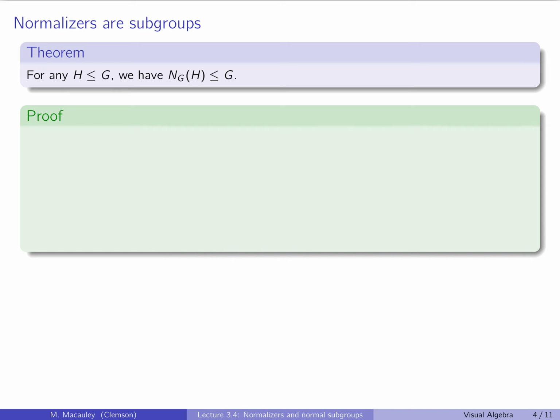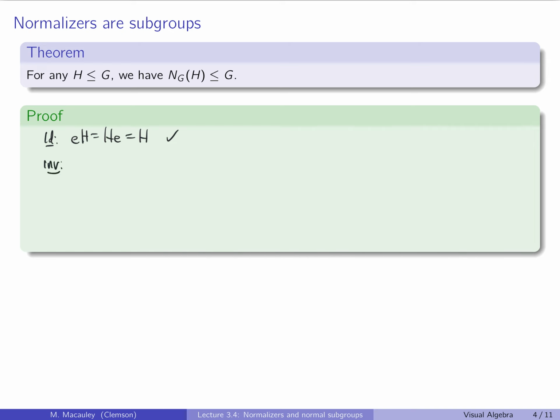Let's prove a few basic properties of normalizers. First of all, the normalizer is always a subgroup. Let's prove this. Let's do the 3 steps as before. So the identity. Why does the normalizer contain the identity? Well, EH equals HE, because those are both equal to H. That's it. E normalizes H.